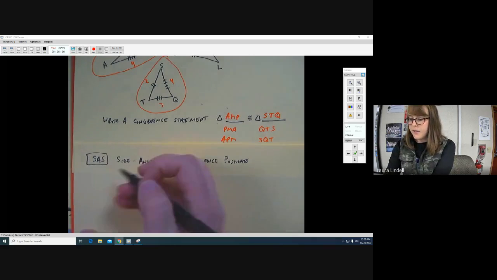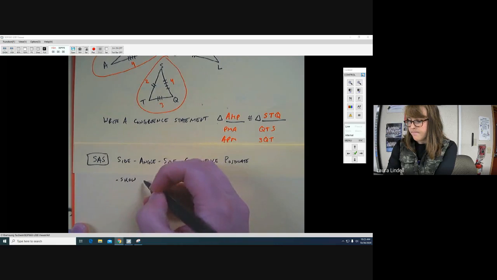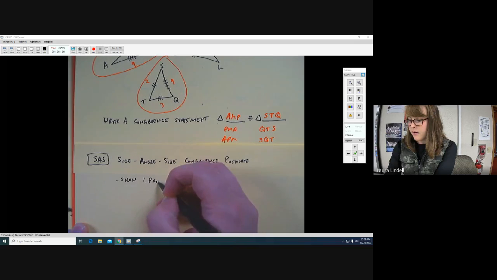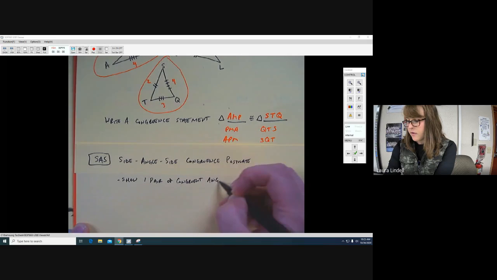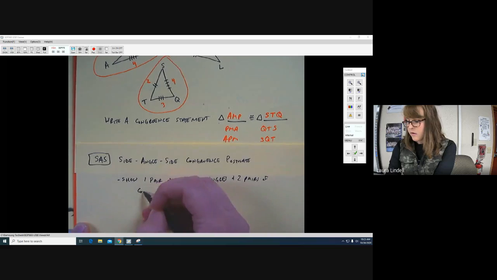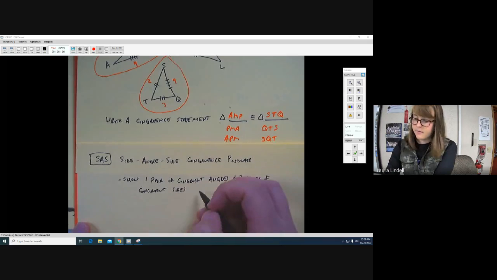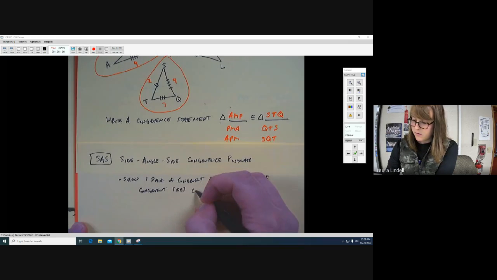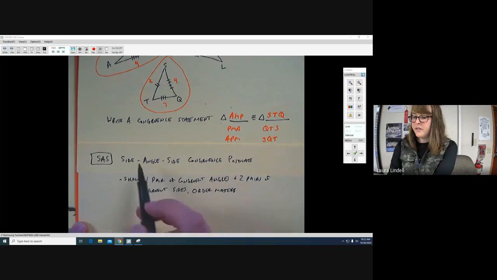So side, angle, side means you have to show one pair of congruent angles and 2 pairs of sides, but order matters here. It has to be side, angle, side. So it has to be the angle with the 2 sides that are on either side of it.